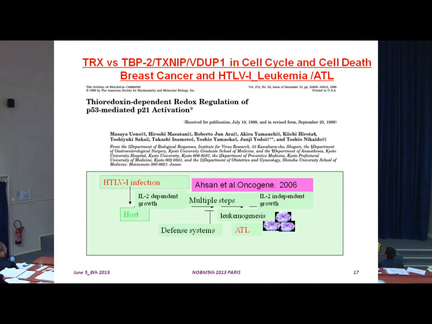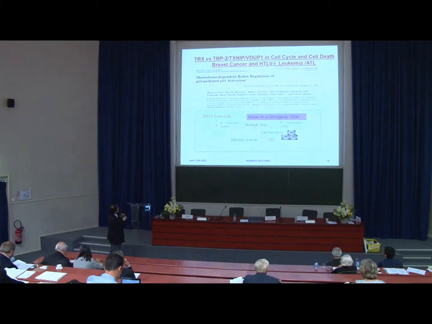Thioredoxin and this target molecule, TBP2, are involved in the cell cycle control of the cancer model. In our case, we have been working for many years on the HTLV retroviral-related leukemia named ATL. In this case, the TBP2 molecule appears to be involved in stopping the ongoing carcinogenesis process.